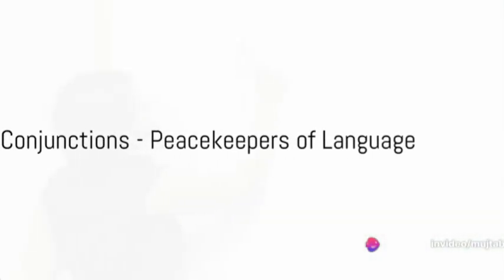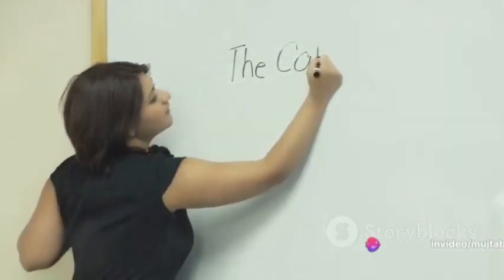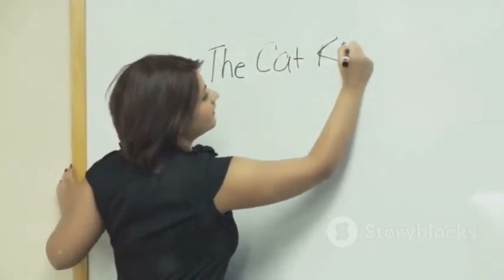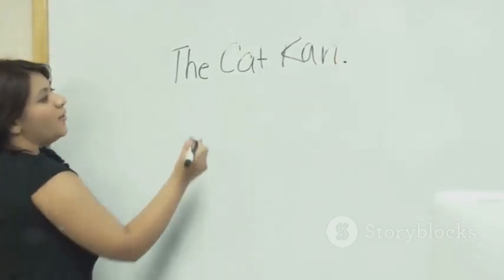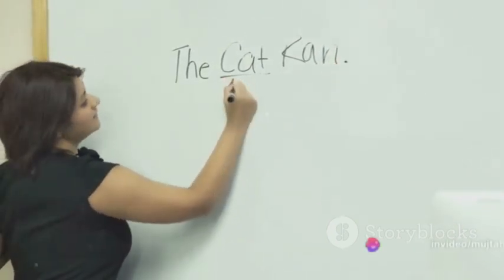Conjunctions are the peacekeepers of the language world. They join words, phrases, or clauses together. You'll recognize them as words like and, but, or, so, yet, and for.